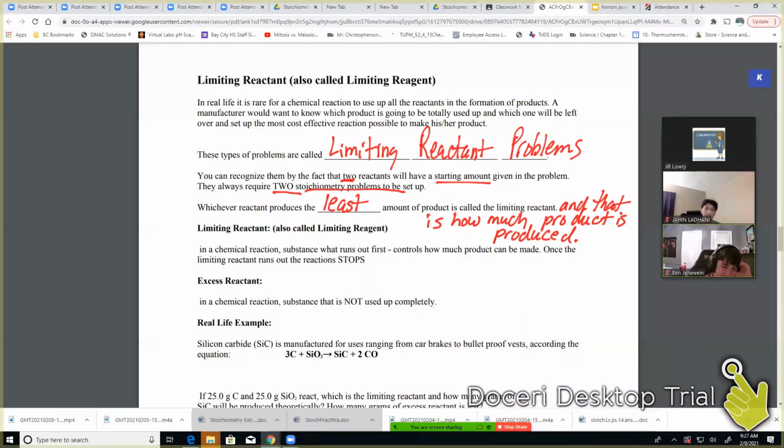So the limiting reactant is the one that runs out first. So it controls how much product is made, because once it runs out, the reaction stops. The other one that's left over, or the others if there's more than just two reactants, is going to be your excess reactant because it is not completely used up. And we're going to talk about how much of the excess is left. Of all of the parts of these problems, that's the part that tends to cause the most problems for people. All right.